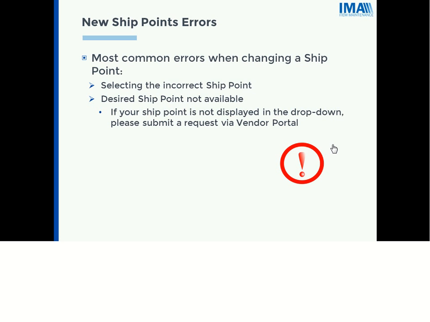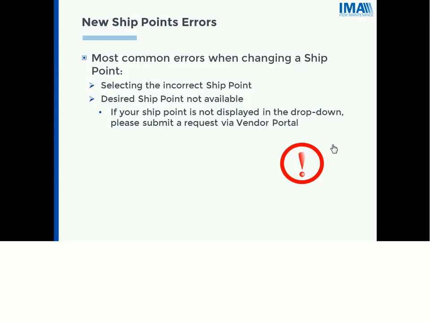So the most common errors when changing a ship point could be, first off, selecting the wrong one. It would have the same result as if you closed the location and didn't update it. We could go to the completely wrong location to pick up the items.